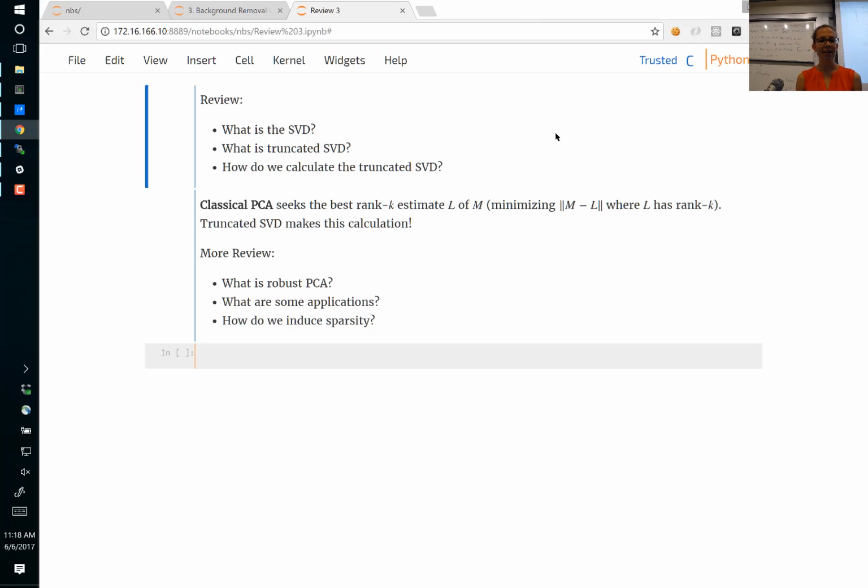Okay, and then something that I definitely wanted to say more clearly than I did last time is that classical PCA is finding the best rank K estimate L of M, so minimizing the norm of M minus L where L has rank K. And as Brad said, truncated SVD is giving you the best classical PCA. So the best rank K estimate L is what you get if you did the SVD on M, your full matrix, and then cut off however many columns you needed. That's what gives you the best estimate.